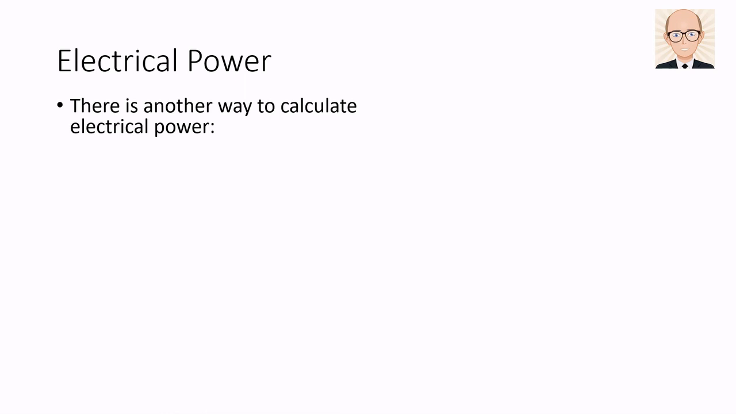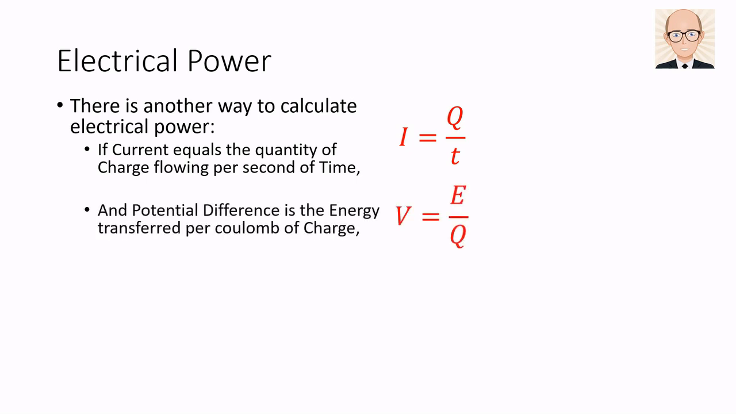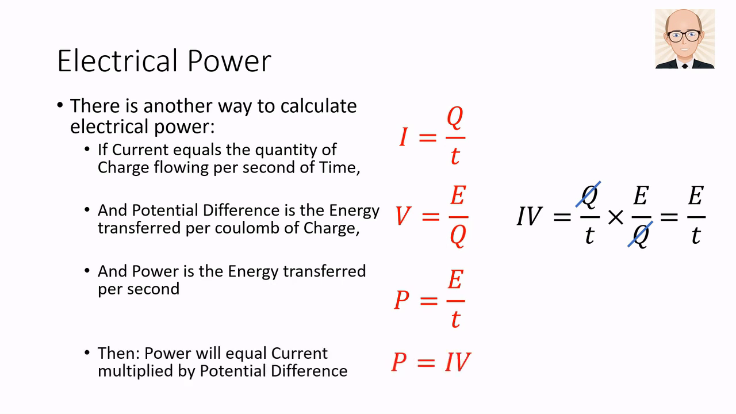We know that current is equal to the quantity of charge flowing past a point per second of time, or I equals Q over T. We also know that potential difference is equal to the energy transferred per coulomb of charge, or V equals E over Q. If we multiply current by potential difference, we can show this by multiplying their equivalent fractions, the Q over T by the E over Q. In this case, the Q's can cancel to leave IV equal to E over T. But we've just seen that E over T is how we define power, so we can conclude that the power is equal to current multiplied by potential difference, or IV.